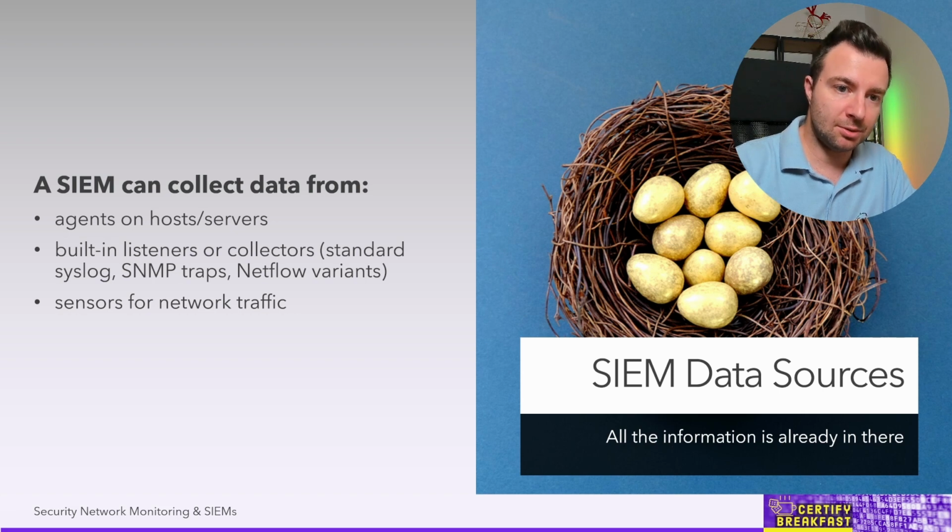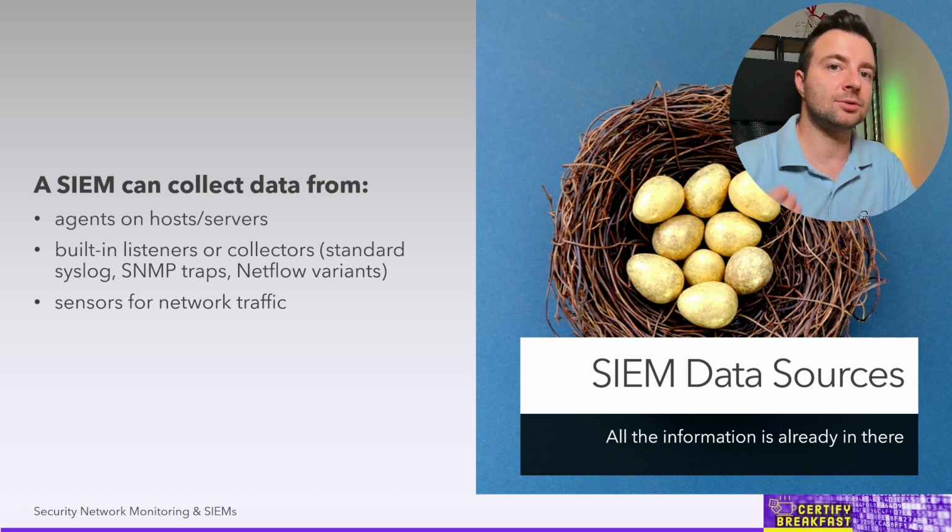Finally, the SIEM can also capture raw packet data if it has dedicated sensors that are able to generate a copy of the traffic and send it back to the SIEM, or we can even have sensors installed inside of a network that are monitoring real traffic, and they're only reporting back to the SIEM a summary of that traffic.